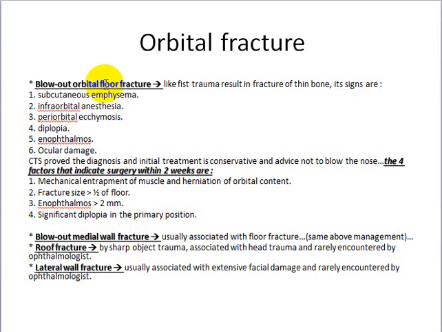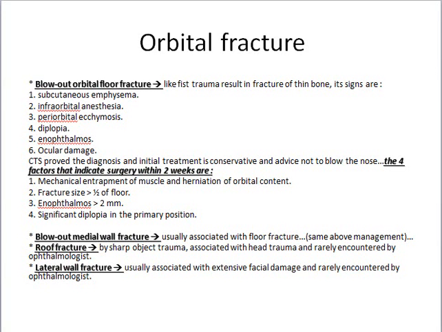Blowout orbital floor fracture may result from fist trauma, leading to fracture of the thin bones of the orbital floor. Its signs are subconjunctival emphysema, subcutaneous emphysema, infraorbital anesthesia, periorbital ecchymosis, diplopia, enophthalmos, or ocular damage. CT scan can prove our diagnosis, and initial treatment is usually conservative management and advising the patient not to blow the nose.